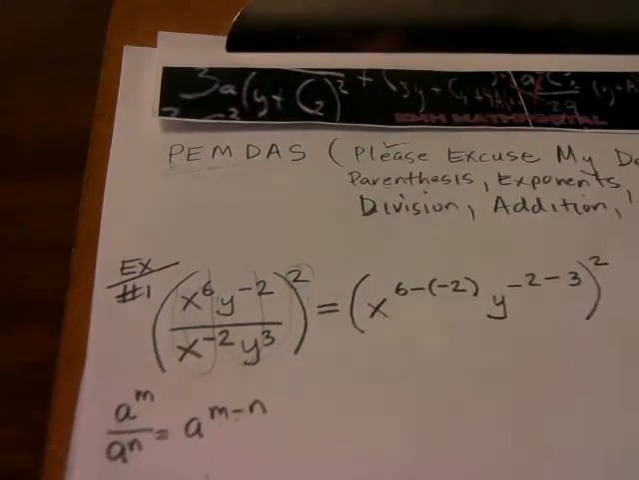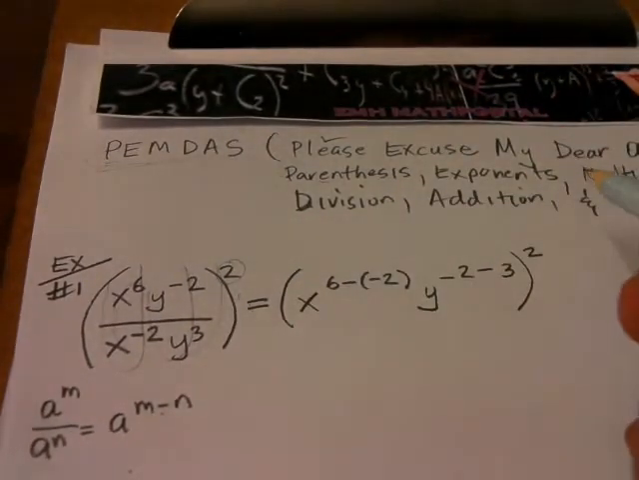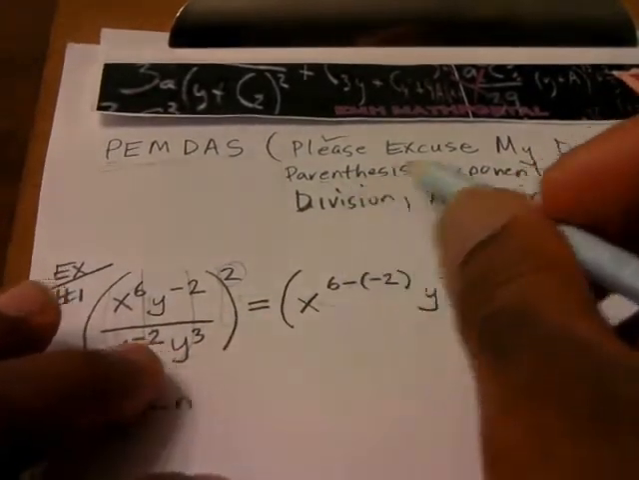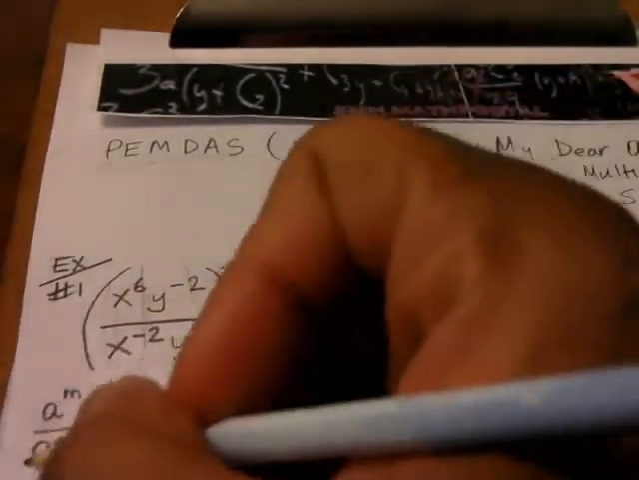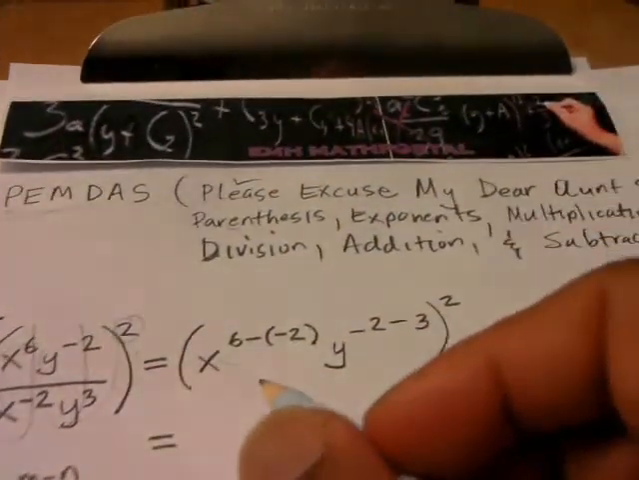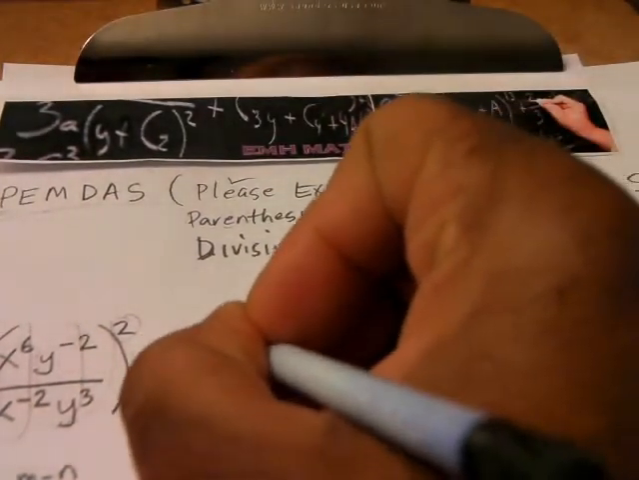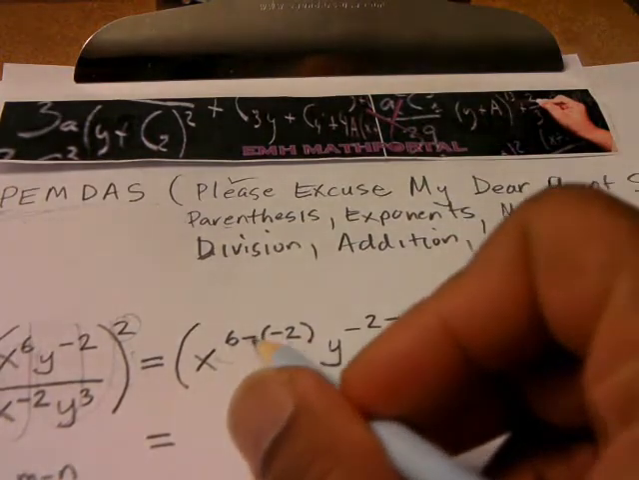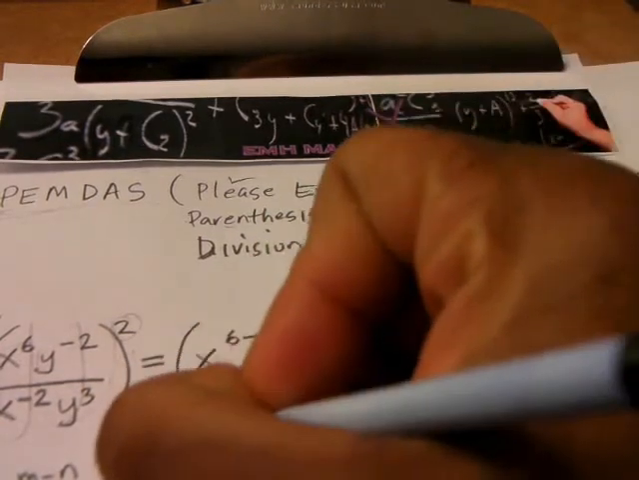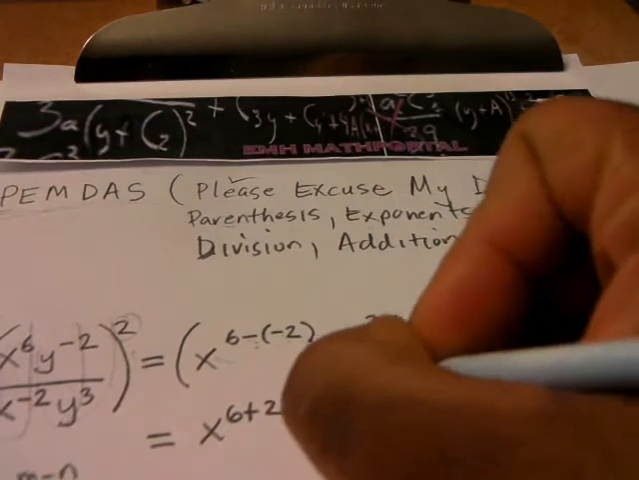So we're examining each part, okay, at a time. And then we're still working inside the parentheses because we're doing parentheses, and now we do the exponents. After we do the parentheses, when we do the exponent, we apply the quotient rule, all right? And then equal to, then we perform our operations. X raised to the power 6 minus a negative 2. The negative 2 times the negative will give you a positive. So you have x to the 6 plus 2, raised to the power of negative 2 minus 3.